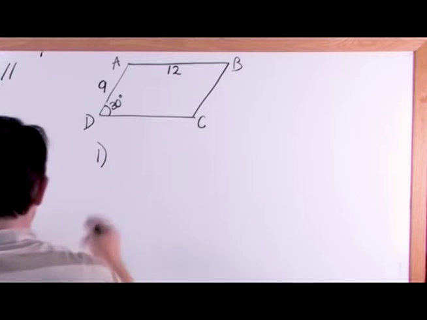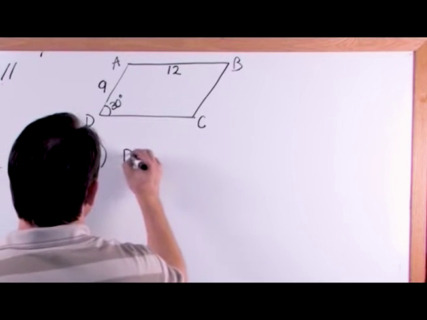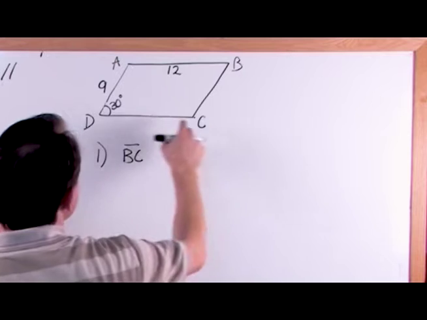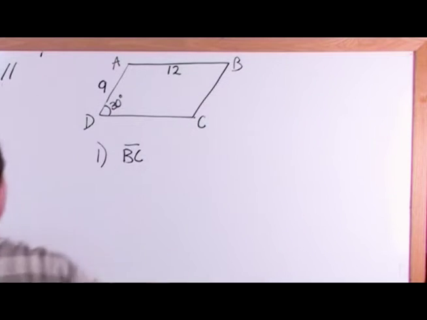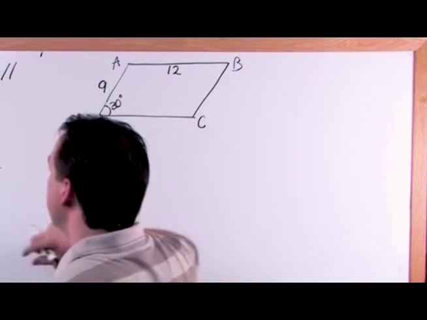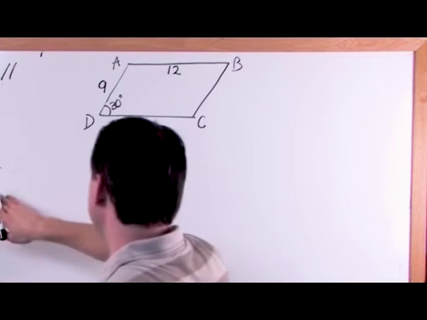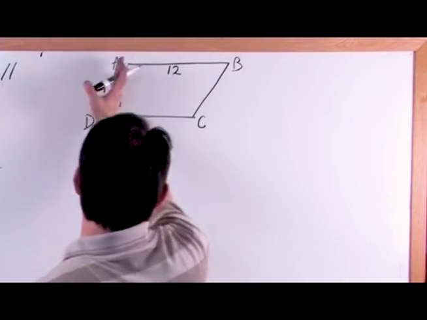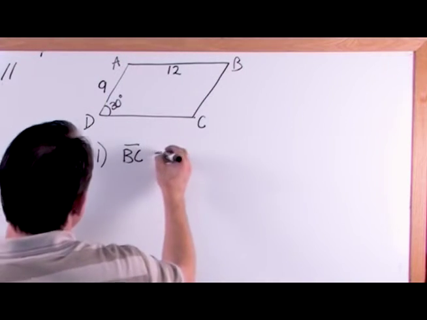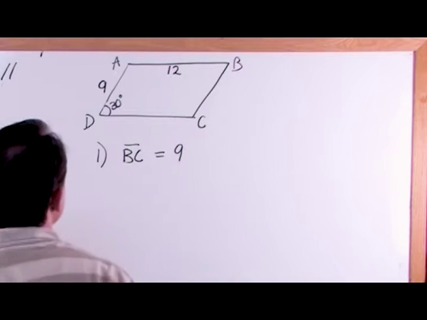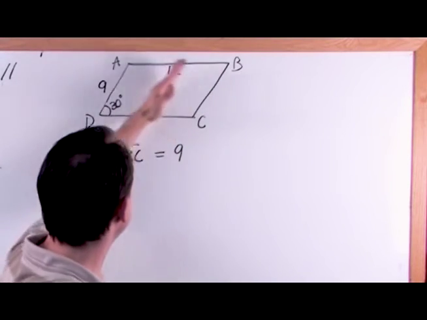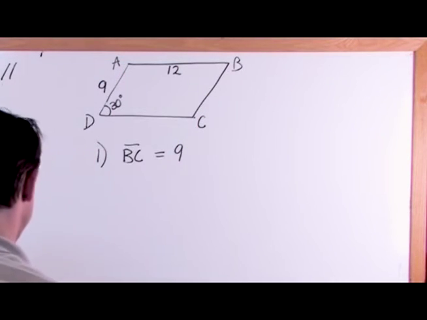So let's see, what do we want to find first? What is the length of BC? What would that length be? And what property would we use? Well, we would use the property that opposite sides of a parallelogram are congruent. So this is an opposite side of this here that we already know is 9, so BC must be equal to 9. And you can kind of see that just from the picture. I mean, it looks to be the same length.